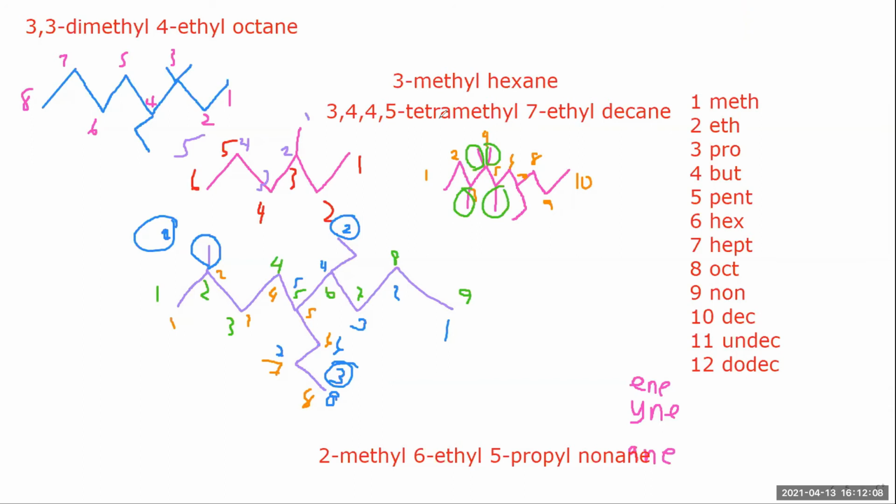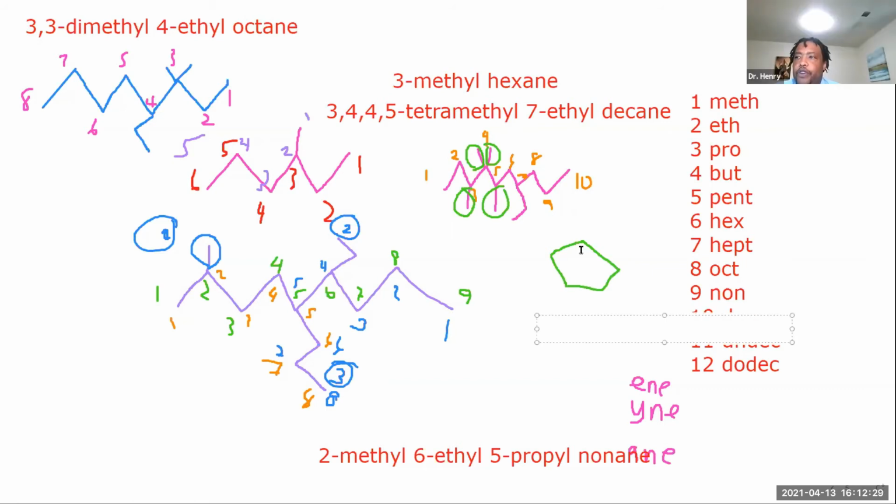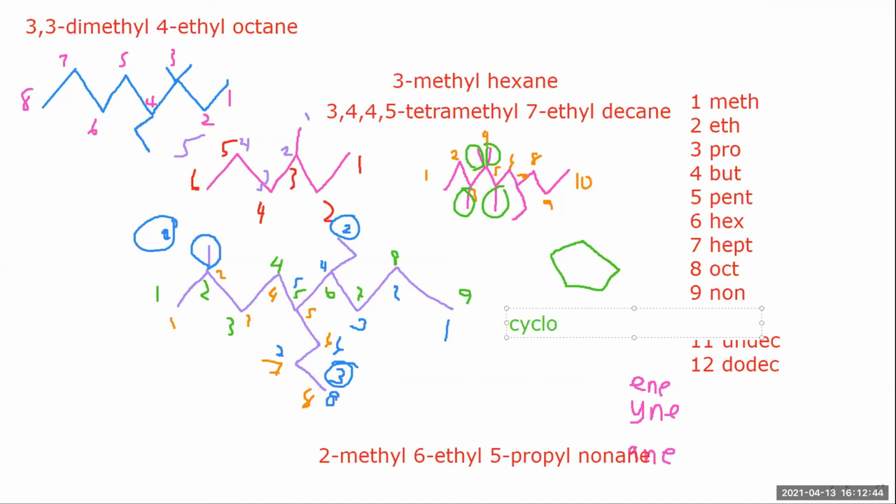How do you name a circle? Ah, you're just ahead of the game there, Nate. This guy would be, how many points do you have? Five: one, two, three, four, five. So you would just say cyclo, and then a five-chain carbon. Pentane.